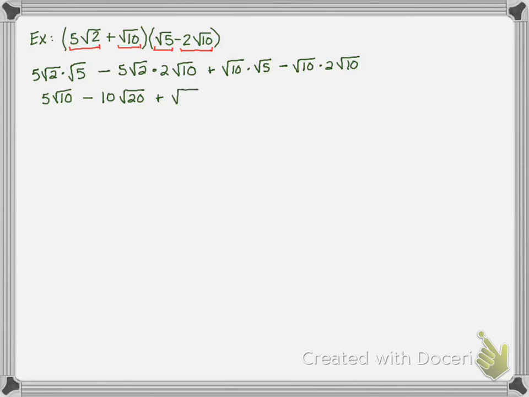And then plus the square root of 50. And then again here, my coefficient is 2. And the square root of 10 times the square root of 10 is the square root of 100. Now we're going to go through and individually simplify each term. So 5 times the square root of 10 can't be simplified.